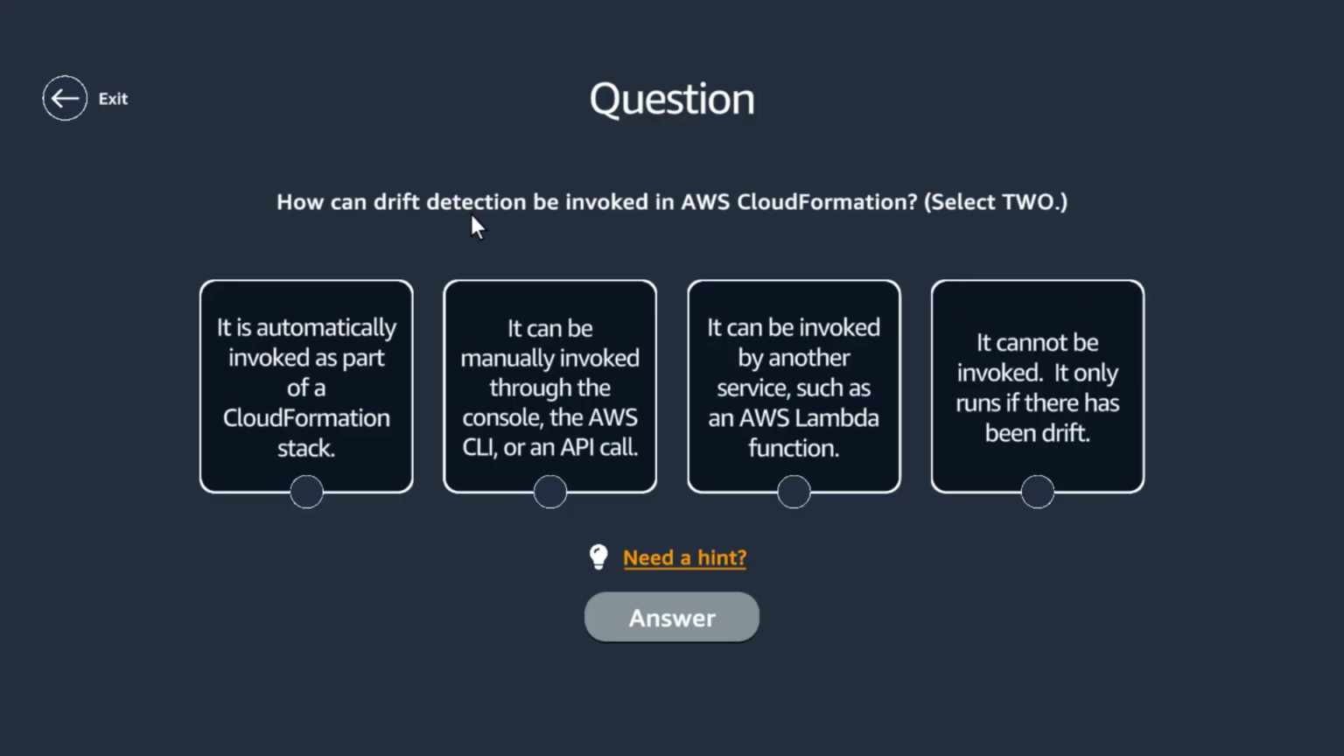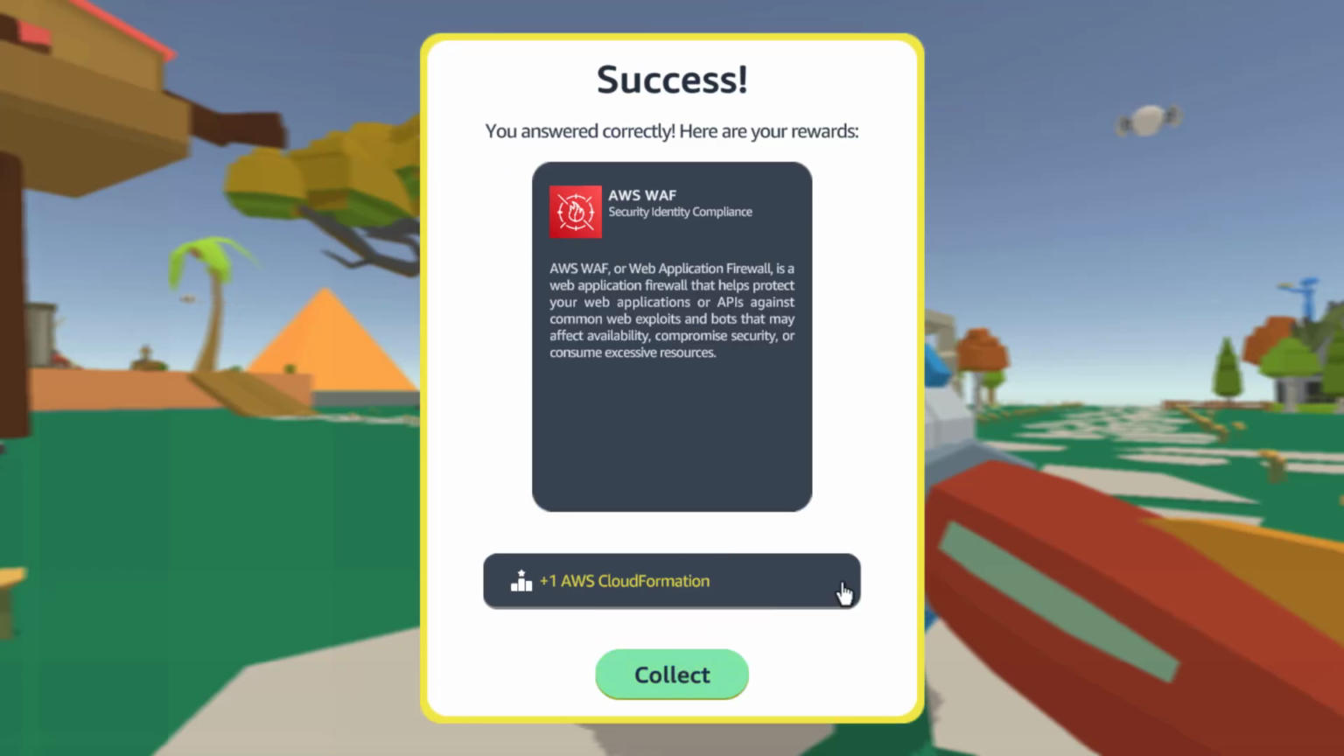How can drift detection be invoked in CloudFormation? No, I think we can manually detect it. So this is wrong. Yeah, this can be done through Lambda. No, I think these two. Thank you.